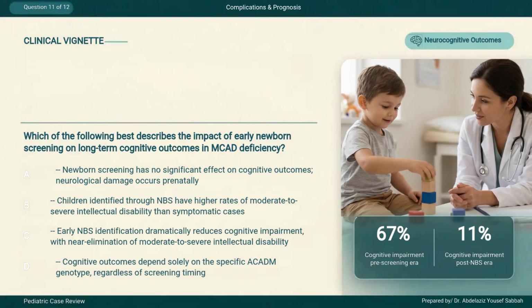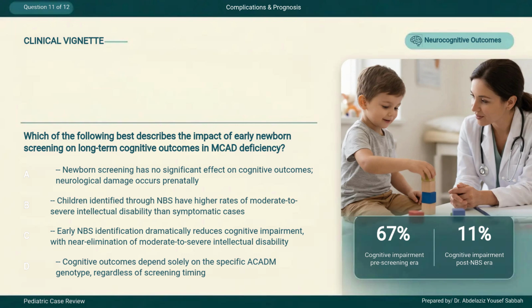He has been managed with strict fasting avoidance and an emergency glucose protocol. His parents ask about his long-term cognitive development compared to children who were diagnosed only after their first symptomatic metabolic crisis. Which of the following best describes the impact of early newborn screening on long-term cognitive outcomes in this deficiency?